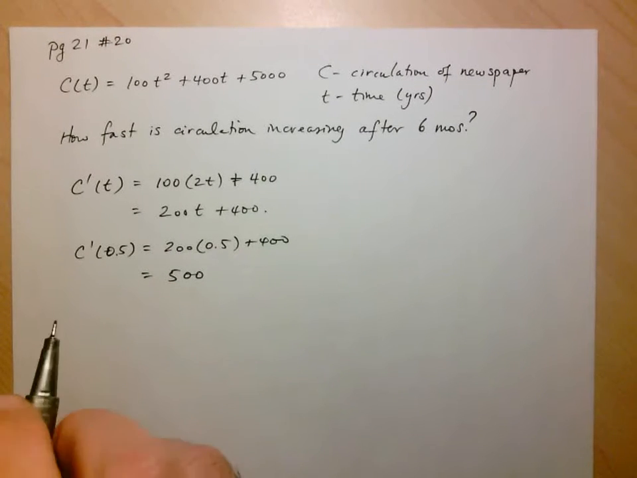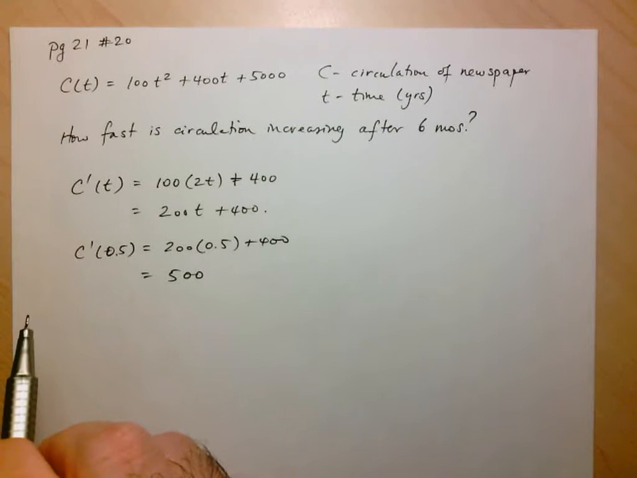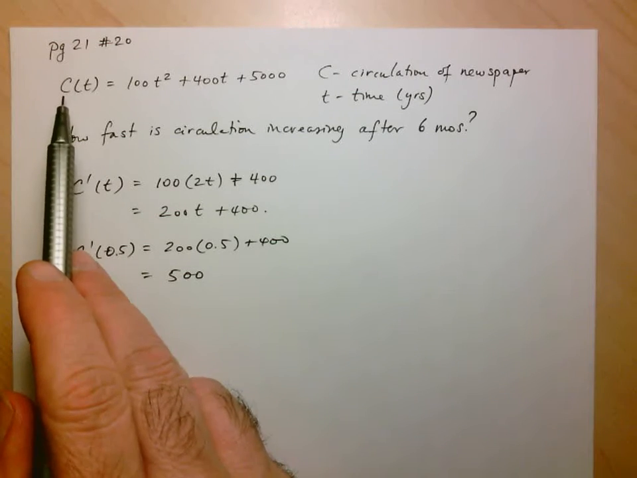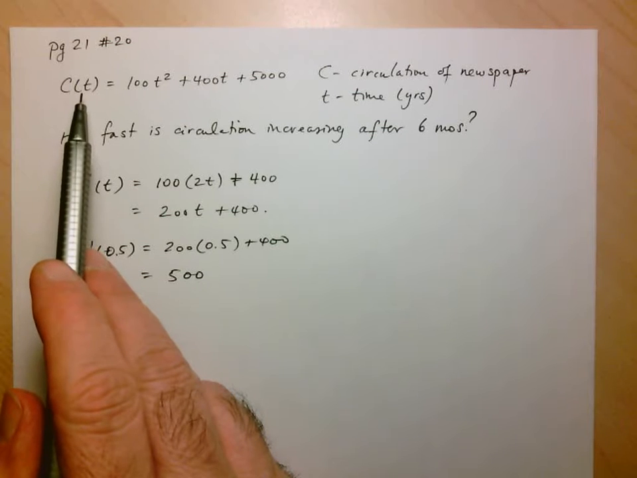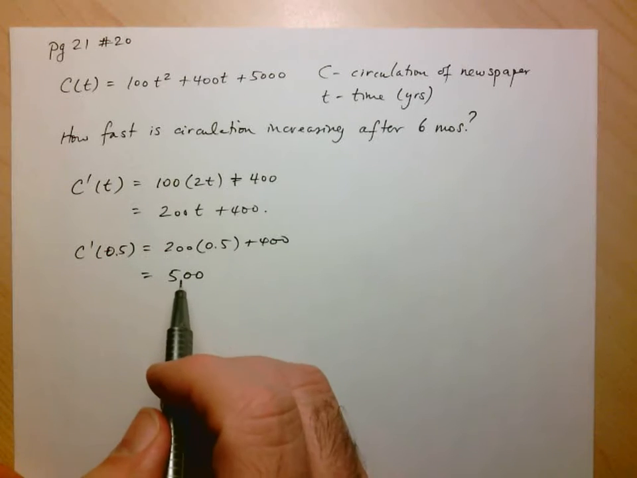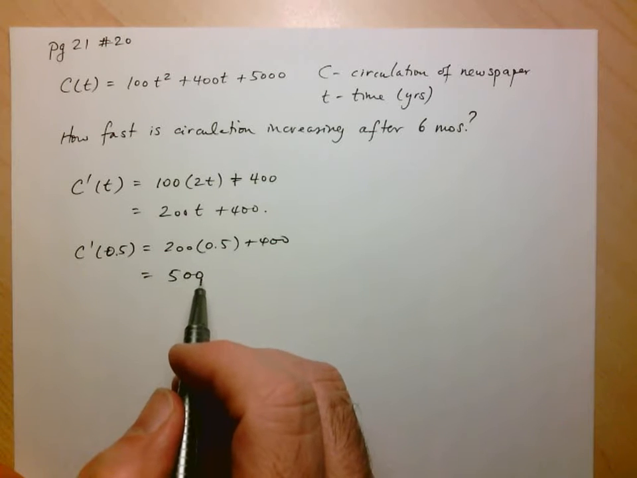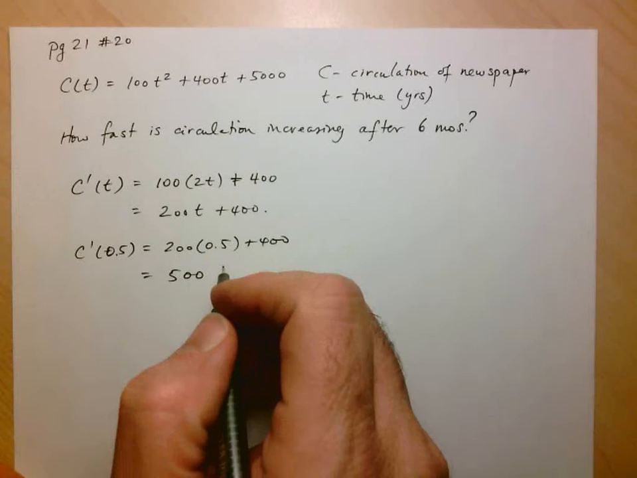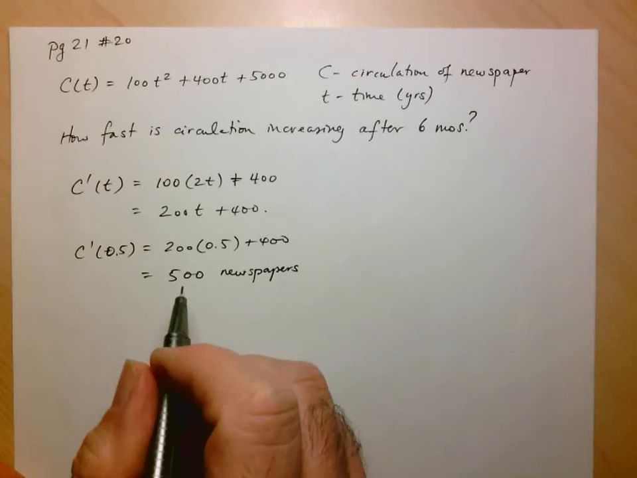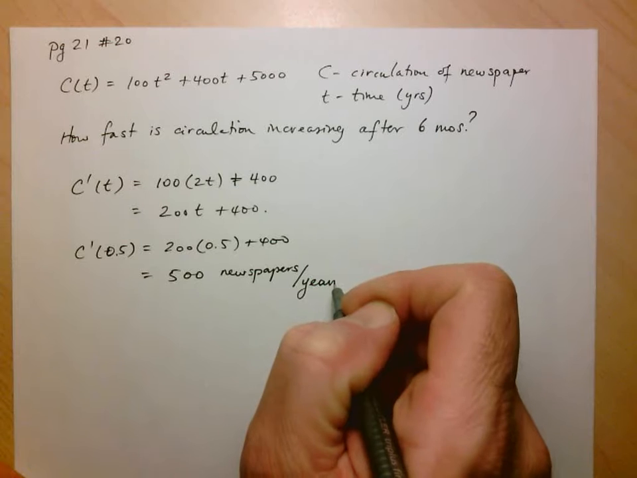Now this is where we're still not quite finished the problem because now all these variables have a context. If we're looking for the rate of change of the circulation with respect to time, that tells us what our units are going to be. So what this tells us is at this moment in time, the circulation of the paper is increasing at 500. Well, C is represented by number of newspapers, so it would be 500 newspapers, and with respect to time, so per unit time, which in this case is years.